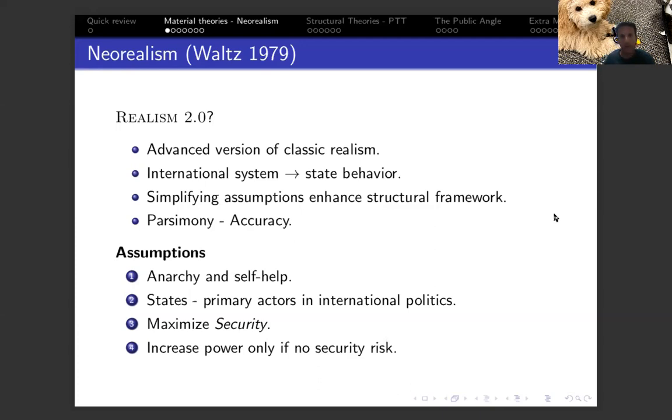So that's a quick review on neorealism, and the reason I do that is because I want to talk today in the first part of the lecture about an important element that arises from those different assumptions, from those different conditions, and that is called the security dilemma.